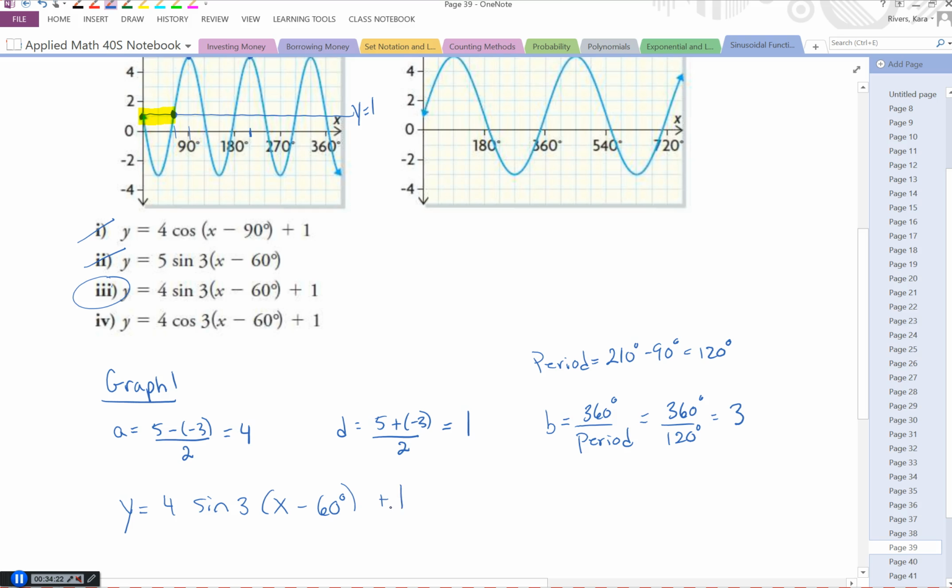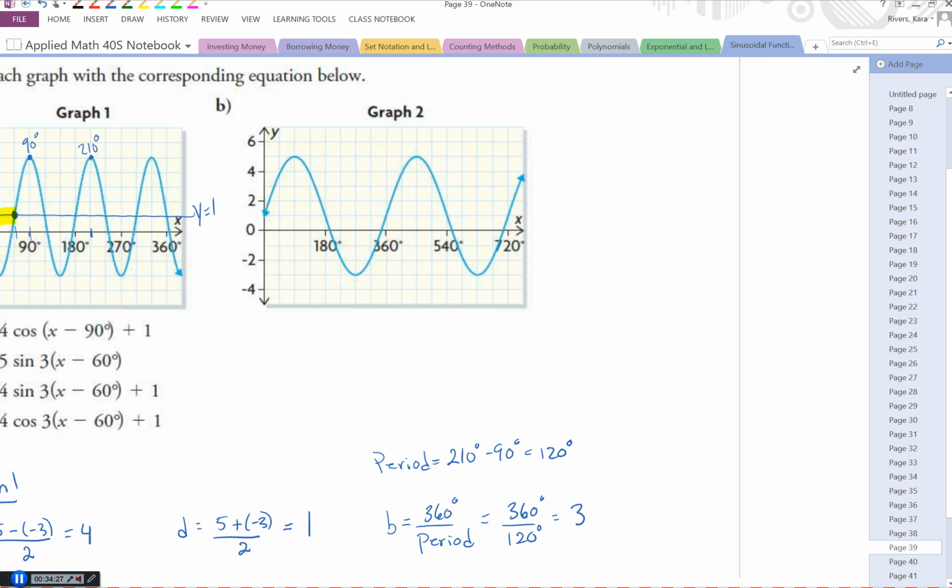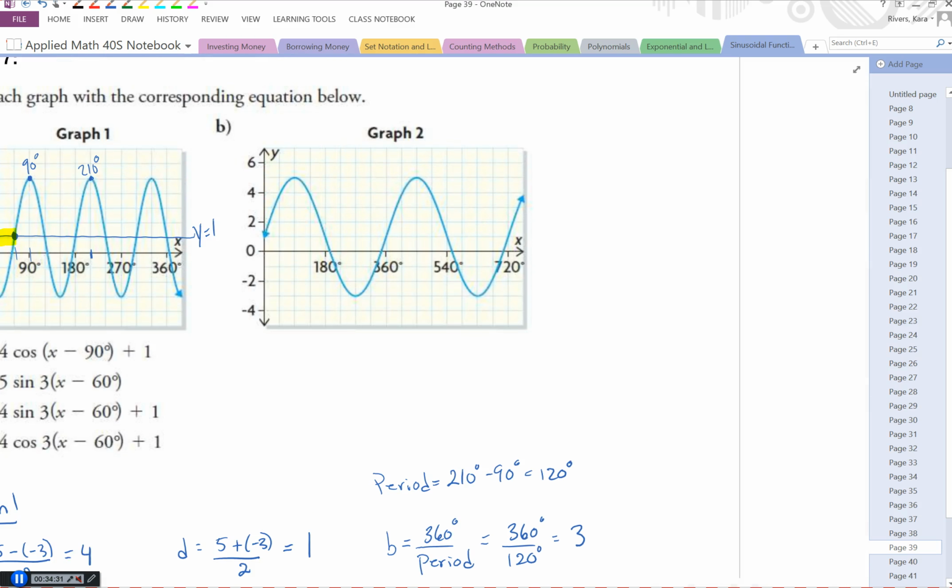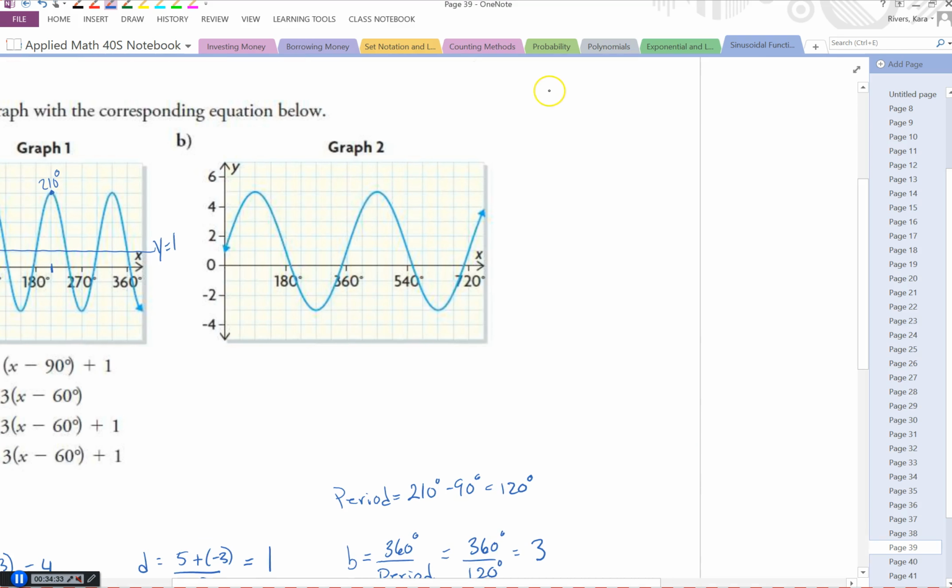Okay, so graph 1 is equation y equals 4 sine of 3 times x minus 60 degrees, plus 1. Alright, so let's erase all this and have a look at graph 2. Now for graph 2, we're going to find the exact same information. I think I'm going to do it up here so that we can keep the graph in sight as we're working on it.